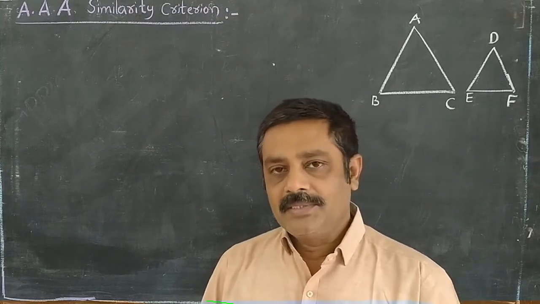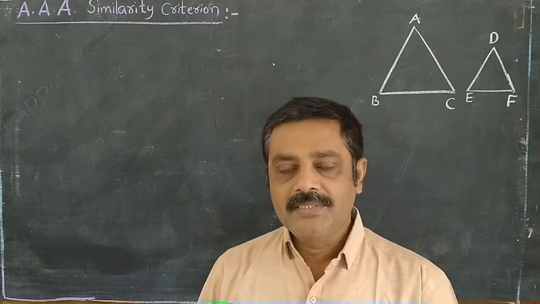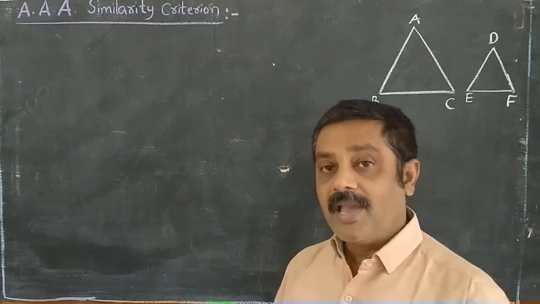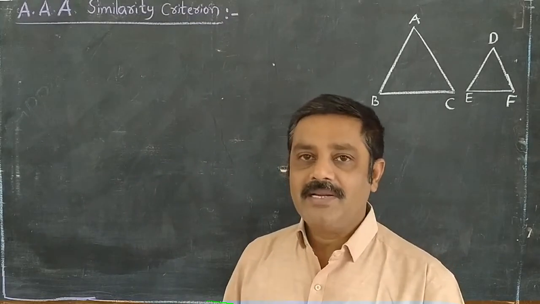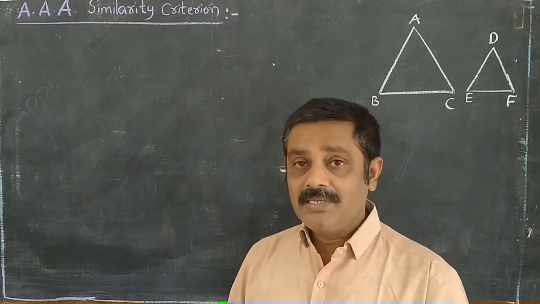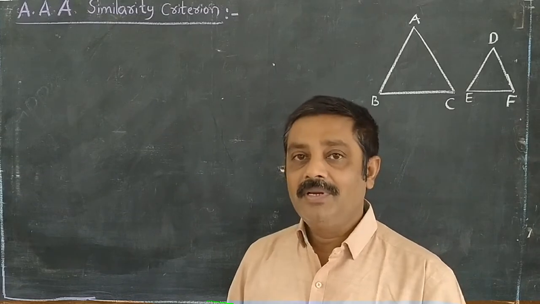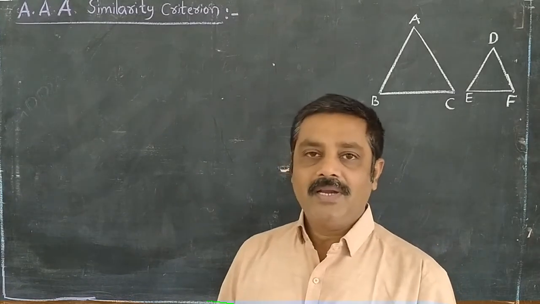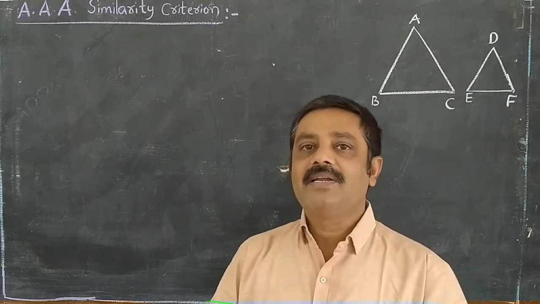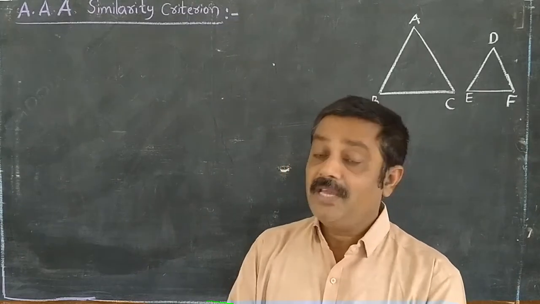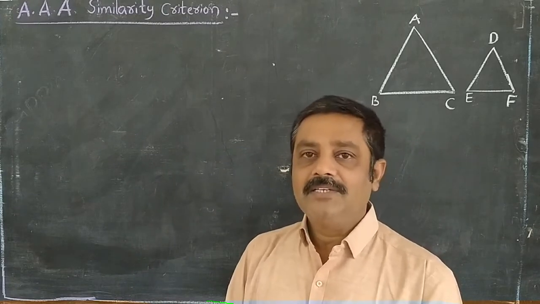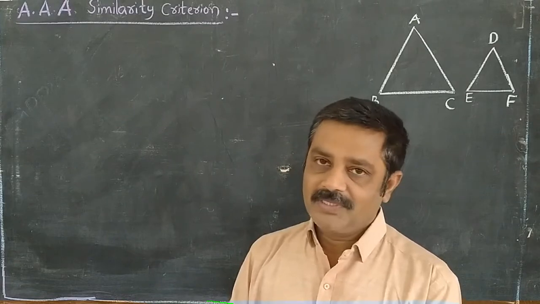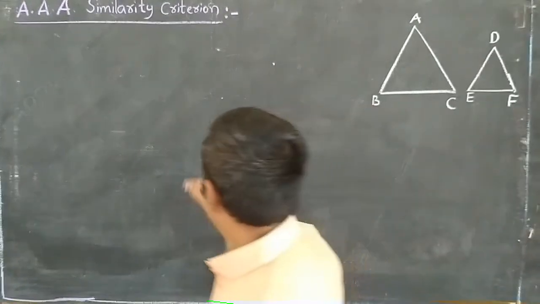When two polygons are similar, it means the corresponding angles must be equal and the corresponding sides must be in the same ratio. So the two polygons must follow two conditions. First condition: their corresponding angles are equal, and second condition: their corresponding sides must be in the same ratio. Then only we accept that the two triangles or two polygons are similar. Clearly understand, children? There must be two conditions followed.